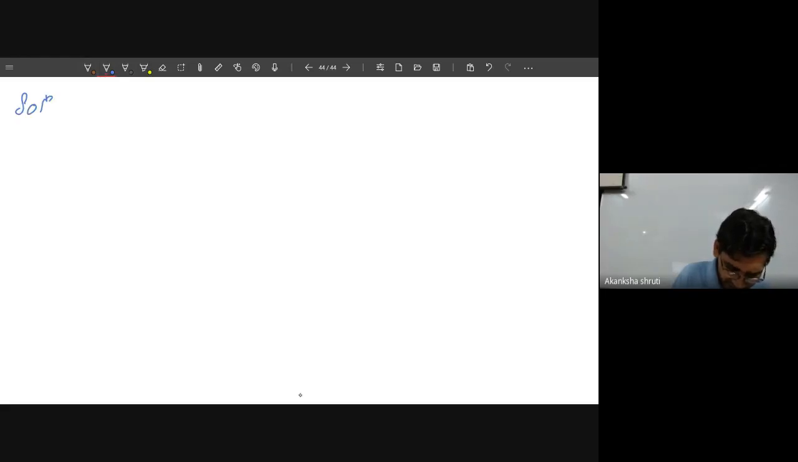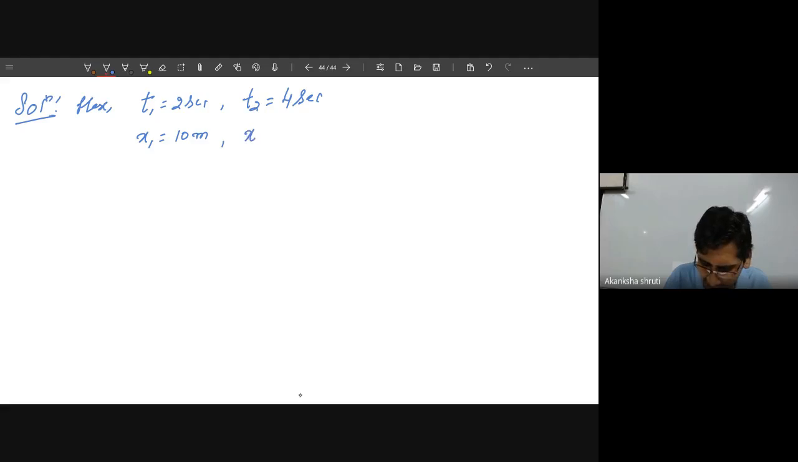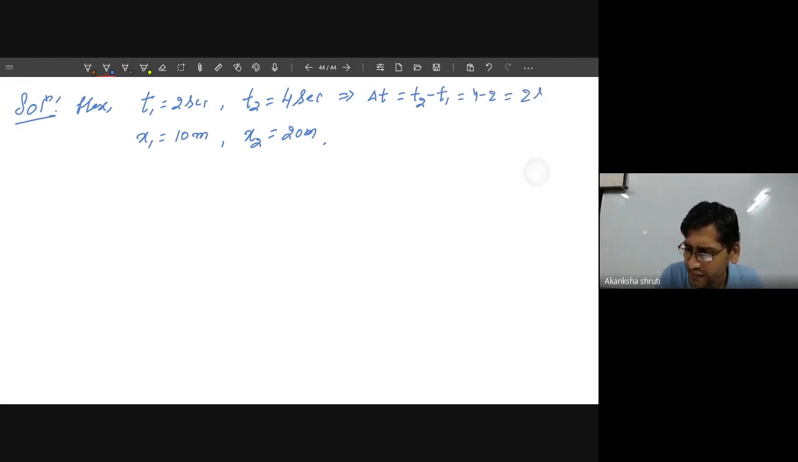So, solution here. The t1 means the starting time we are taking, it is our 2 seconds. The t2 that we are taking is our 4 seconds. At this t1, the position denoted by x1 is 10 meters, and x2 is our 20 meters. Students, by writing this, here you have to calculate delta t itself. Delta t is t2 minus t1, it is 4 minus 2, which is 2 seconds.